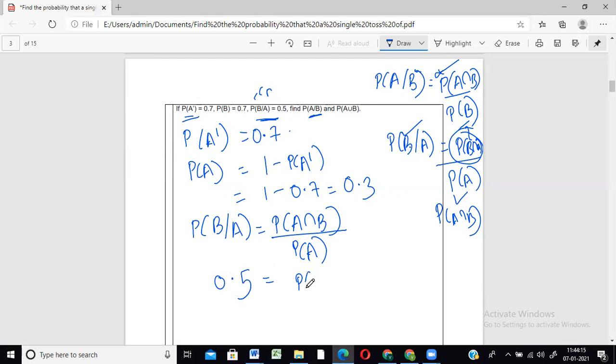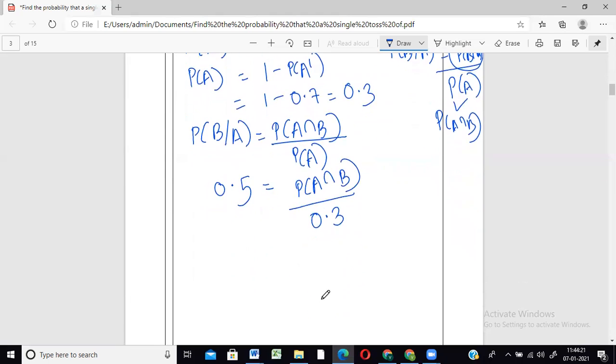Probability of A intersection B, this is something we have to find out. Probability of A is 0.3. So what will be probability of A intersection B? That is equal to 0.5 into 0.3. Okay, 5 3s are 15 and then two decimals, so that will be 0.15. Alright, so probability of A intersection B is 0.15.